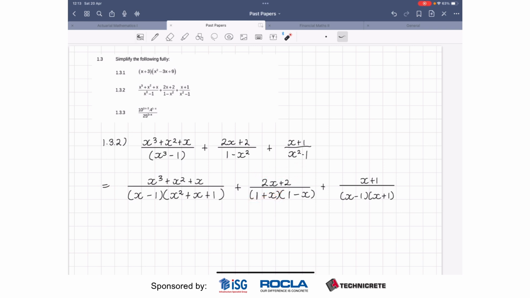And I'm just going to be left with 2 at the top, and this is cancelled, and x minus 1 at the bottom. And then in the first fraction, for the numerator, I can see that I've got a common factor of x in each of the terms. So I'm going to take out a common x, and for the first term I'm left with x squared, for the second term I'm left with just x, and then for the last one I'm left with 1, which means that this bracket can cancel out with this bracket, and I'm just left with x at the top and x minus 1 at the bottom.